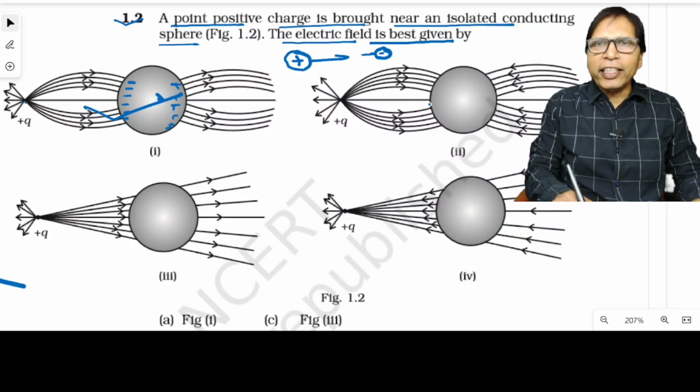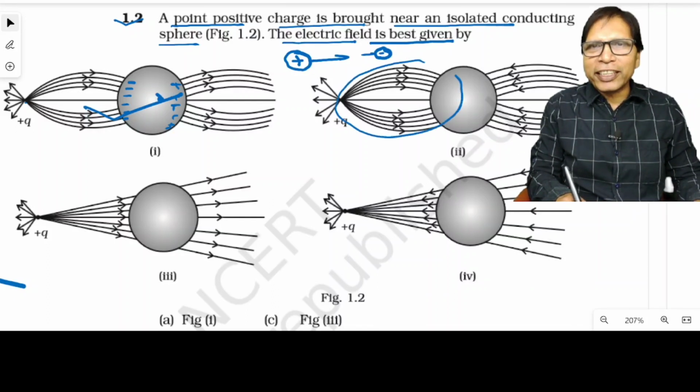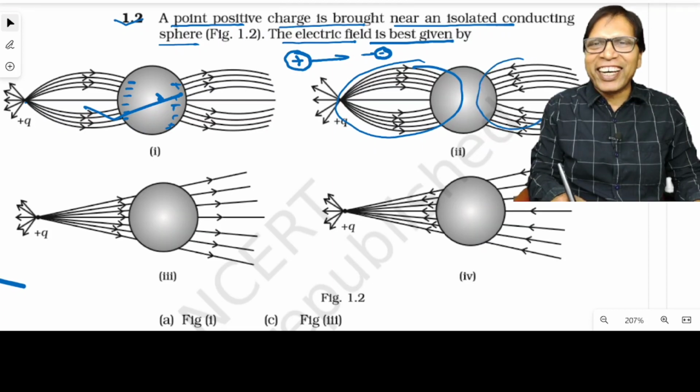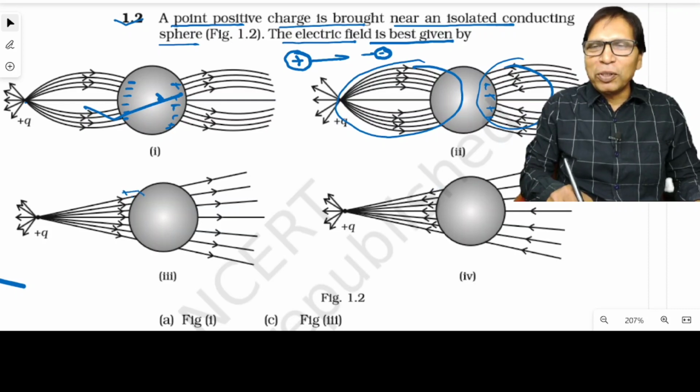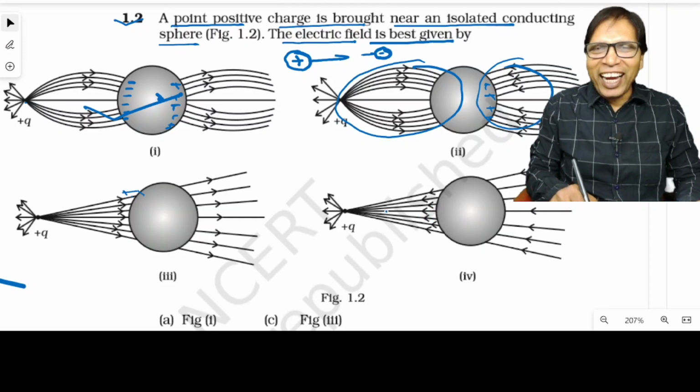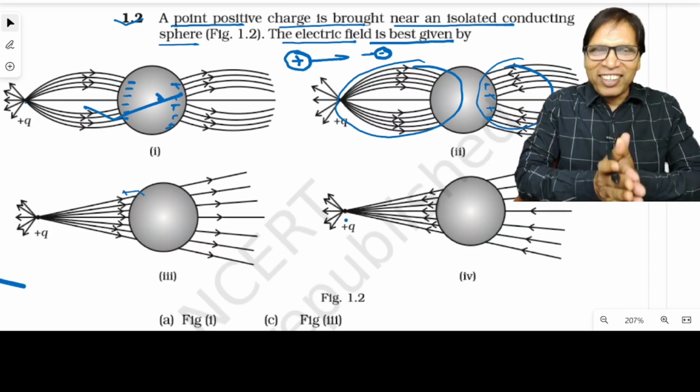Okay, now look at this. This portion is correct, but this portion is not correct, because the lines of force do not end at the positive charge. Look at this. Here lines of force are not normal to the surface. Here the lines of force are not normal to the surface, and the lines of force end at the positive charge. So this is false.